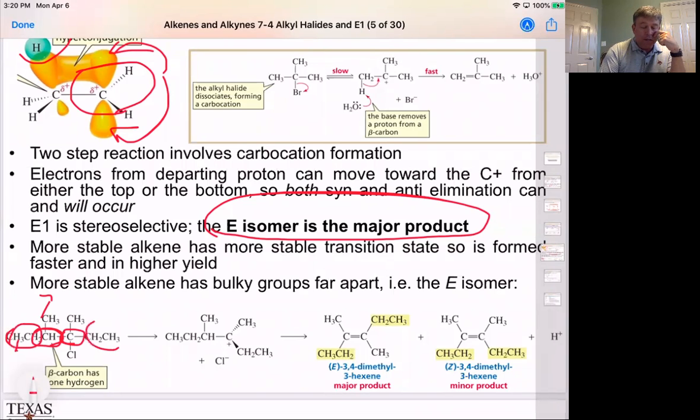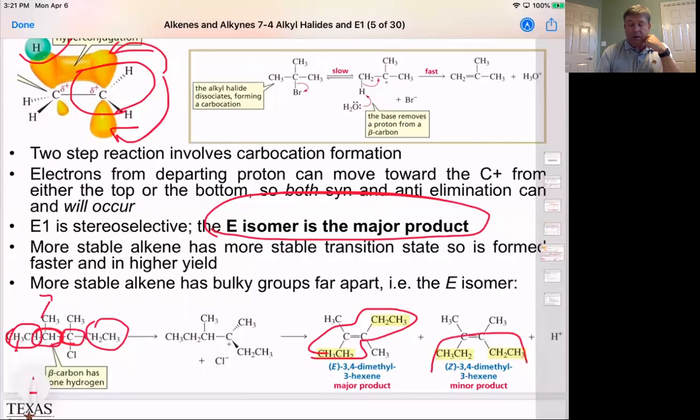And on this side, this is our largest group here. So we're going to get those opposite each other, and we're going to end up with our E product here as our major product with the two largest groups farthest apart, as opposed to our minor product, the Z product, with our two largest groups together. Okay, so it's all about trying to form our more stable alkene.